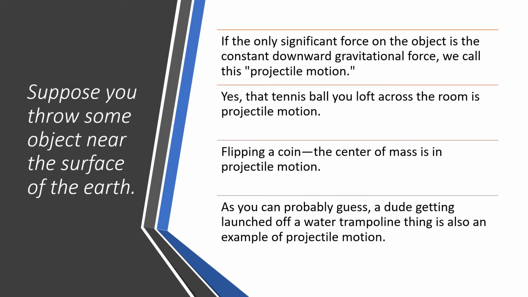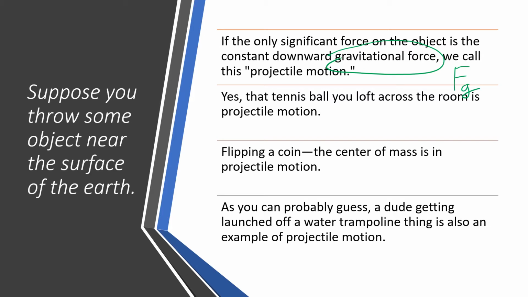So imagine throwing some object in the air. It has to be near the surface of the earth. If the only significant force acting on it is gravitational force, we call this projectile motion. Just keep this in mind. There are a lot of forces that act on objects, act on people. The first one that we're talking about here is called gravitational force, or F sub G.